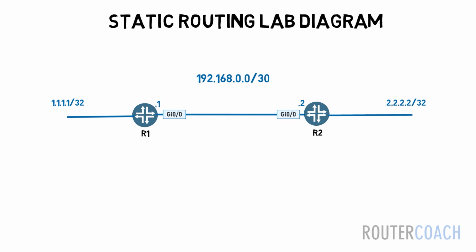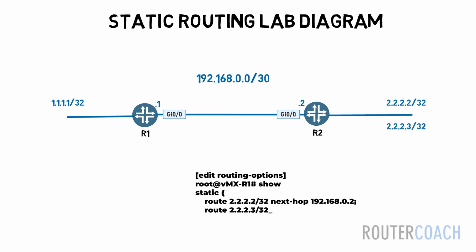It's also possible to configure a static route pointing to a null route. Now, you can use the keywords reject or discard, and reject means that the device will send an ICMP network unreachable message back to the source, whereas discard won't send any message. It's just going to drop the packet silently.